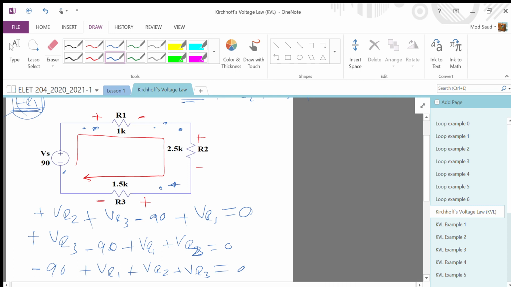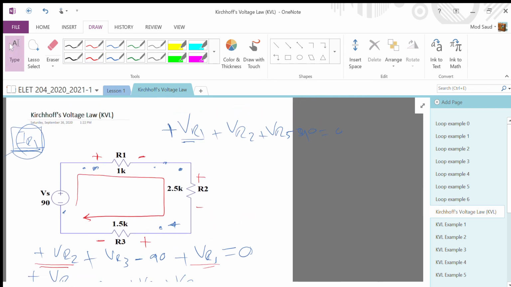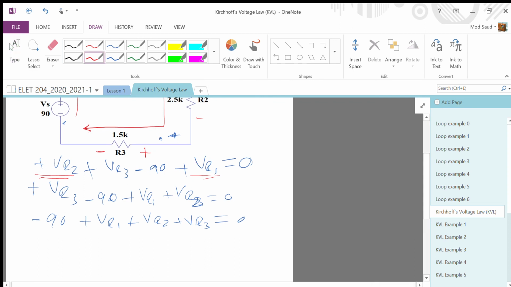Now if you look at these equations, this equation starts at R2. What about R1? If you go to the previous one, this equation starts at R1 and the last term is 90 volt. In the next one we move R1 to the back, in the second equation we move R1 and R2 to the back, and so on. So it is the same equation. If you start wherever you want, you will get the same result.